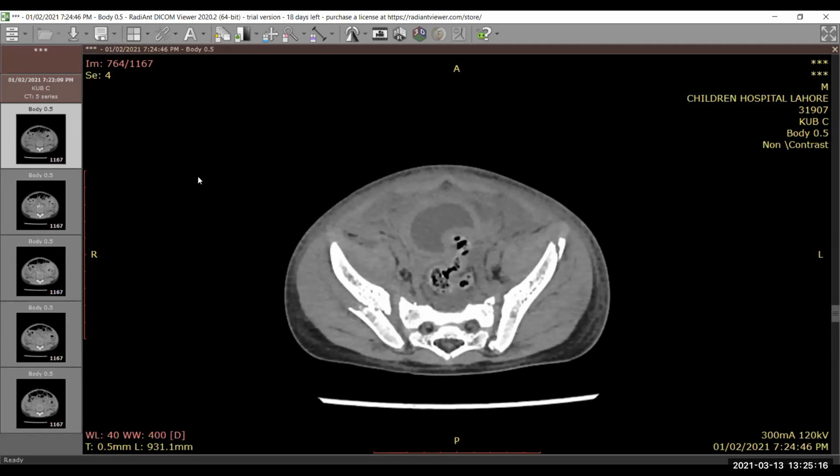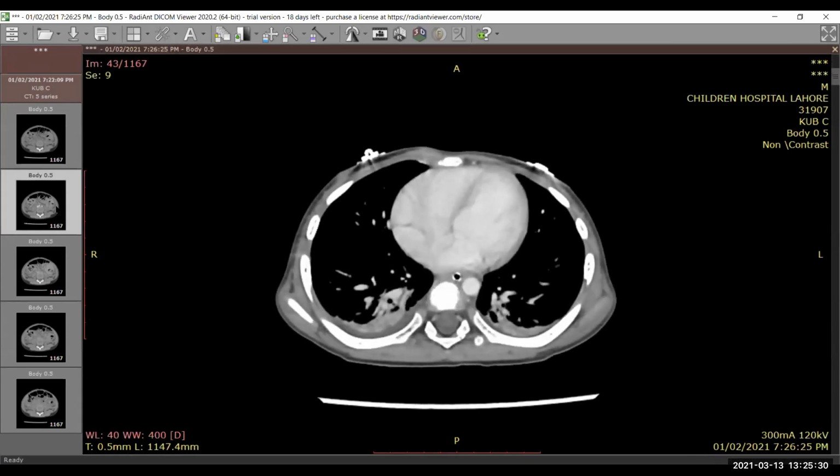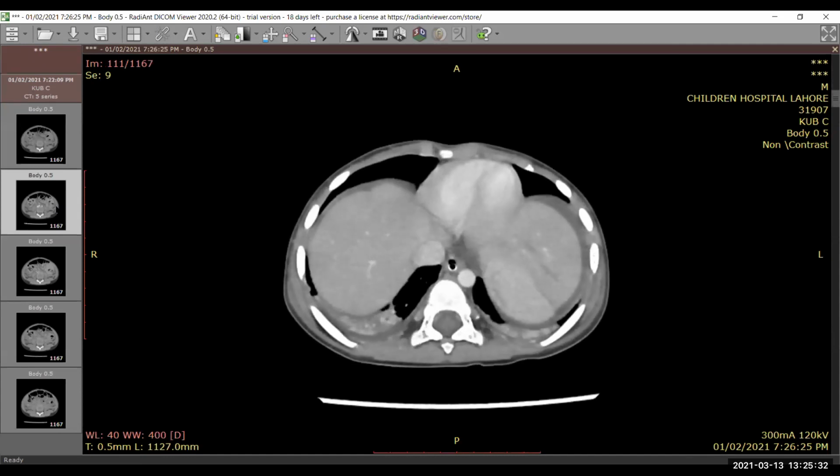Yeah, I can see the multiple fractures of the pelvis. So in a multiple fracture of the pelvis, we have to suspect any intraperitoneal or extraperitoneal rupture of the urinary bladder, which I can see as we scroll down again. So this is the post-contrast.